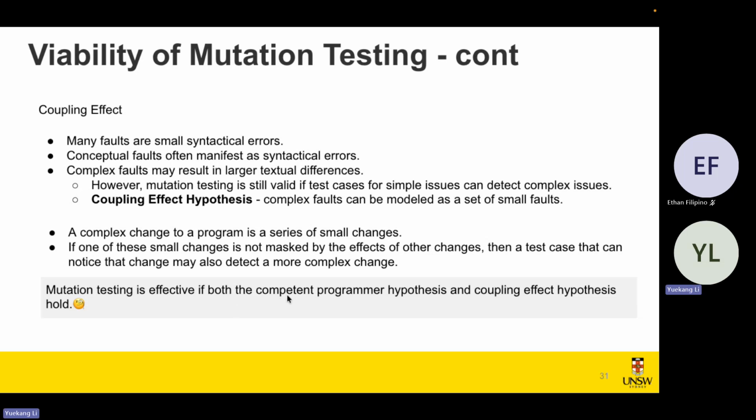So it's like either the program is free from high-level bugs, or even if there are some high-level bugs, the high-level bugs could be represented by an accumulation of some smaller ones. Then we can still apply mutation testing. So that's the explanation of this hypothesis.